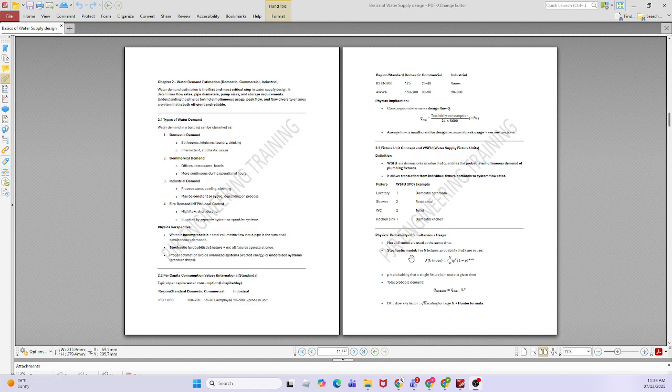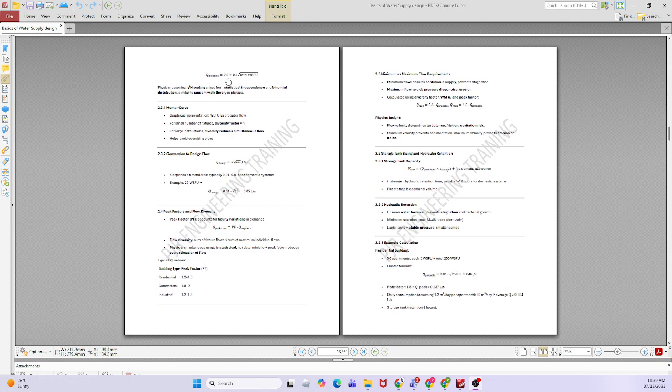Here you can see, based on the probability of simultaneous usage, the peak P is given by these equations, to calculate the probability that a single fixture is in use at a given time. The total demand Q probable equals Q maximum multiplied by DF, the diversity factor. N is a scaling for large N in the Hunter formula. Here you can see the probability method, the Hunter curve, the graphical representation of WSFU with probable flow.